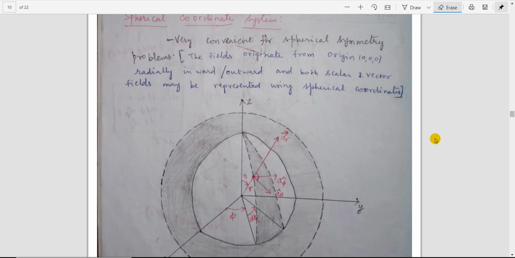Hello students, welcome to the part 5 video of unit 1 in electromagnetic theory. In this video we are going to see about the spherical coordinate systems. In the previous videos we have covered Cartesian coordinate systems and cylindrical coordinate systems.